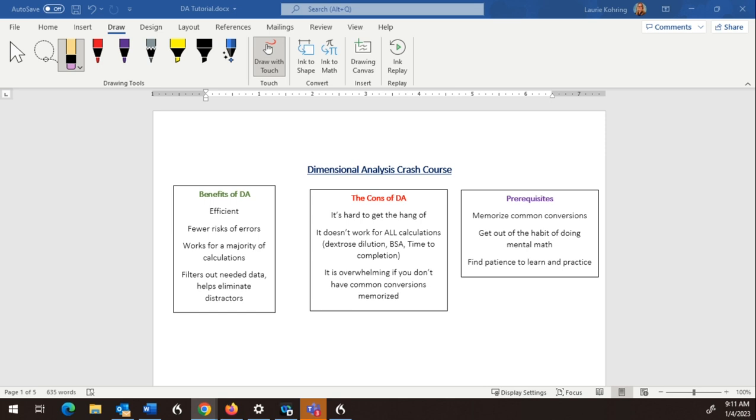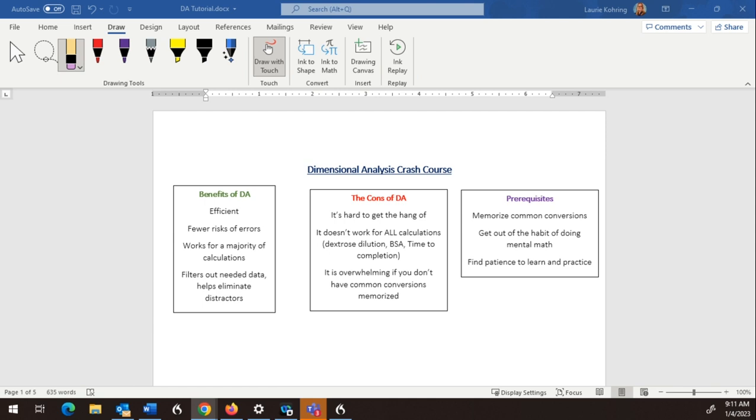So first, the benefits of dimensional analysis. It's a method that's very efficient. Once you start doing the same thing every single time with every problem, your time to completion is going to be much quicker. So you're going to finish problems faster, you're going to make fewer errors, and dimensional analysis, when compared to the other methods such as proportion method or formula methods, will work for more problems than those other types of approaches. It's also going to help filter out needed information and eliminate the distractor information.